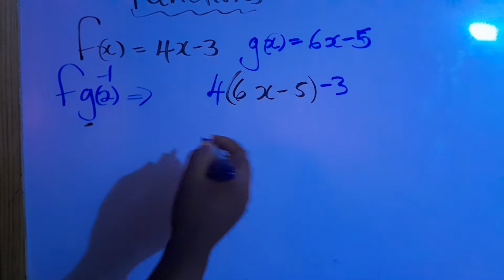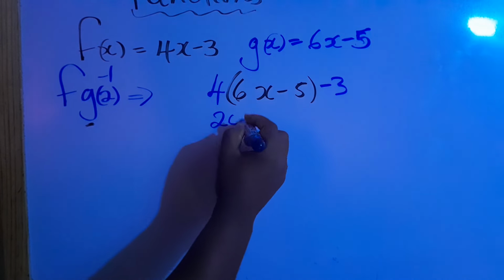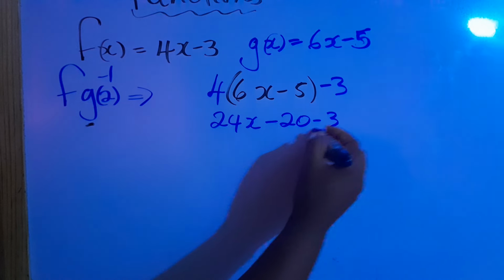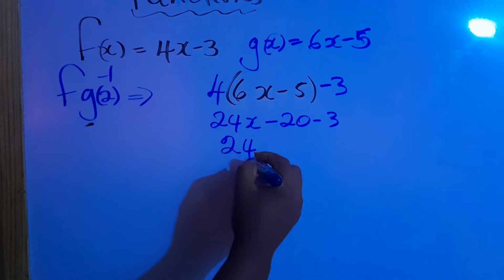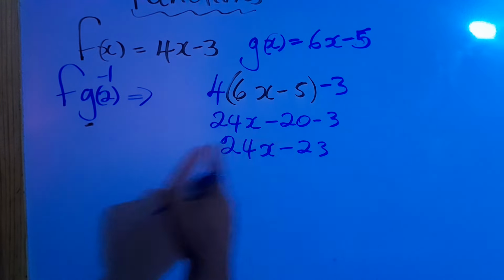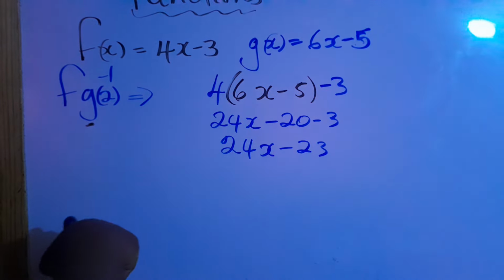We have done that earlier in the video. 4 times 6 is 24x. 4 times negative 5 is negative 20, minus 3. Long and short of it, this works out to 24x minus 23. That's fg. We could find the inverse of this now.